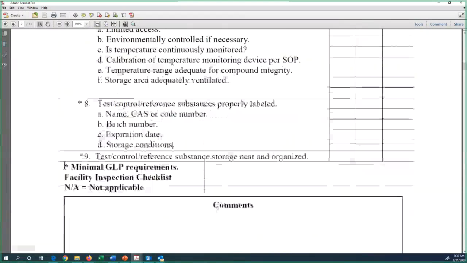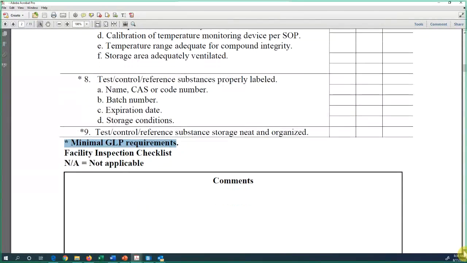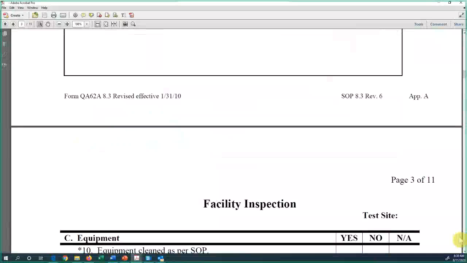Okay, you see the star, that means the GOP requirement. So you just need to check these boxes and you are fine. Okay, any questions so far? We have 10 minutes before I finish this section. Okay, there's no question there.